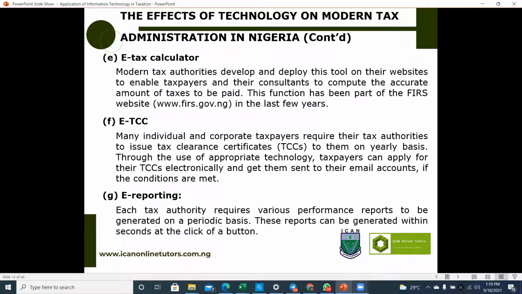Yes, there are modern tools that have been developed and deployed on the FIRS website. So this tool, that is the e-tax calculator, will enable taxpayers and their consultants to compute the accurate amount of taxes to be paid. This function has been part of the FIRS website in the last few years. You can use this link to confirm the efficiency of the e-tax calculator.